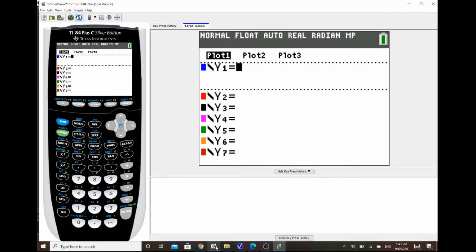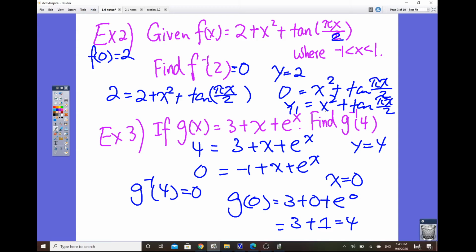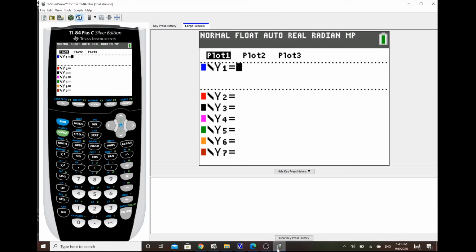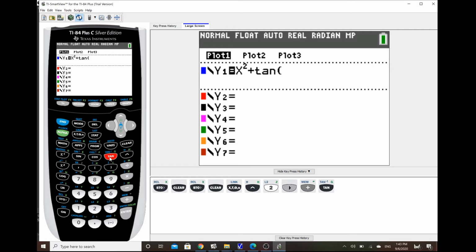So again, the function that we just simplified is x squared plus tangent of pi x over 2. So x caret 2, bring down the cursor, plus tangent of pi x over 2. So tangent, right here, pi x. You want to go to second, caret, pi, x divided by 2.